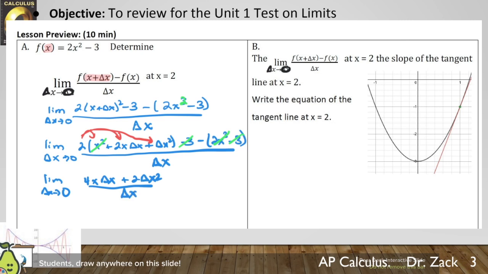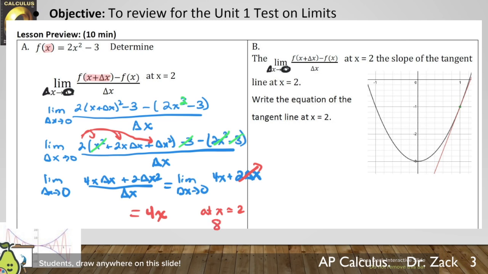But then notice what happens. Your delta x's cancel out. And you're left with the limit as delta x goes to 0 of 4x plus 2 delta x. And now as delta x goes to 0, you're left with 4x. There we go. All right, I didn't finish, did I? And I want to know this answer at x equals 2. So at x equals 2, my answer is 8.